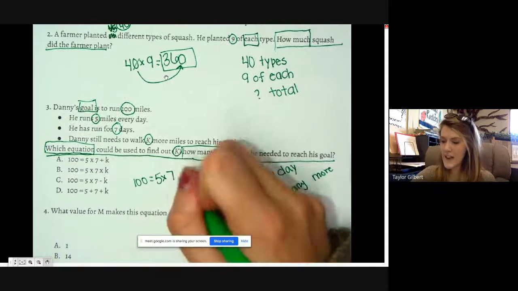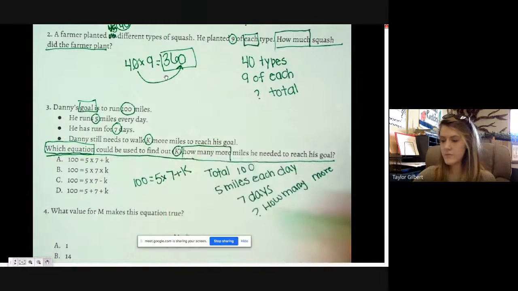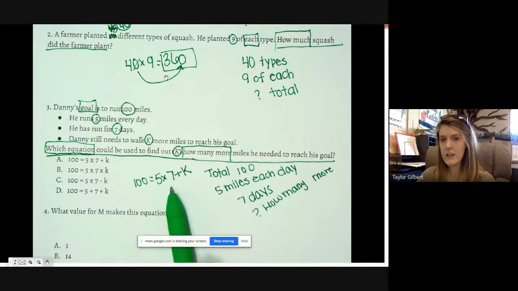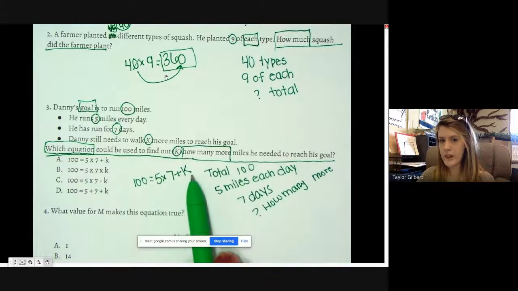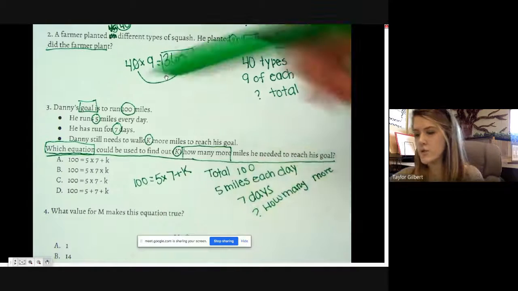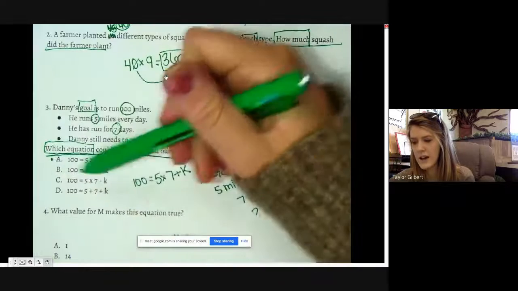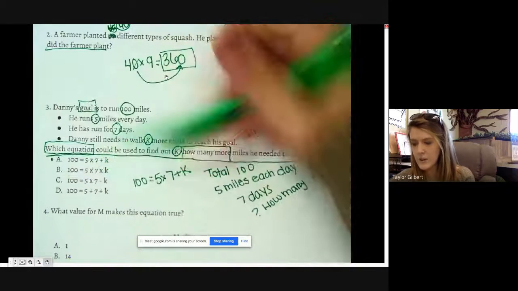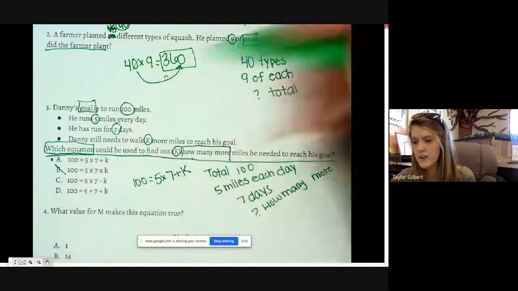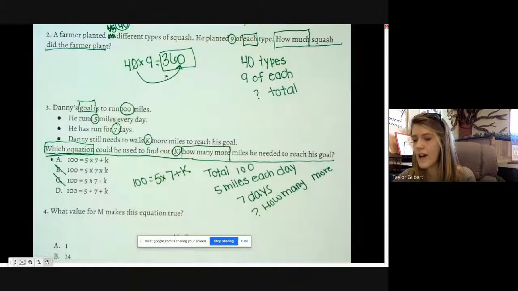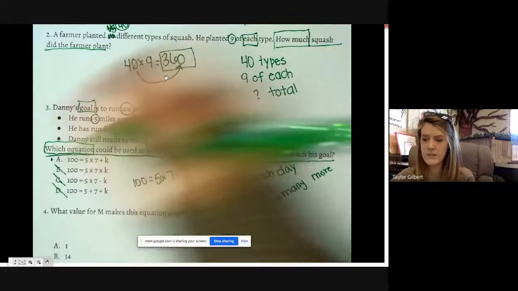But we have to see how many more. So it would be adding: 5 times 7, 5 miles each day for 7 days, plus how many more, plus the rest he has to run to equal 100. See which one matches. 5 times 7 plus K. 5 times 7 times K? No, we don't have to multiply again. 5 times 7 minus K? No. And 5 plus 7? Well, we know we don't need to add.